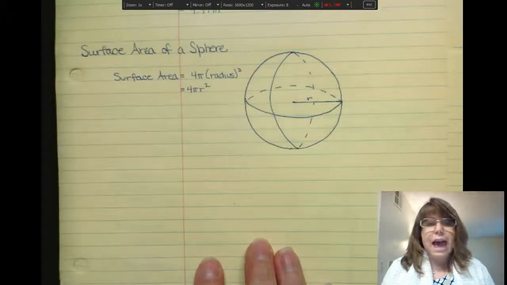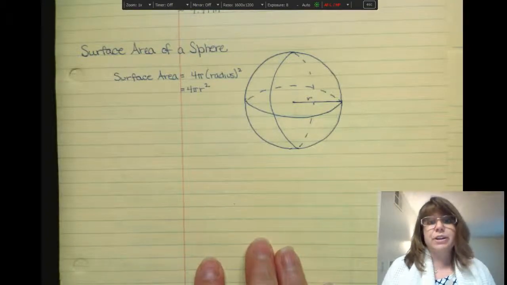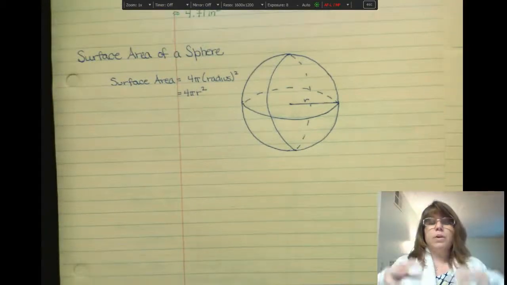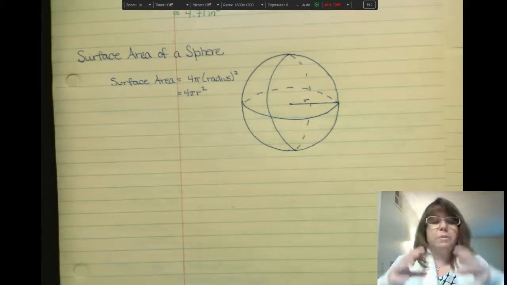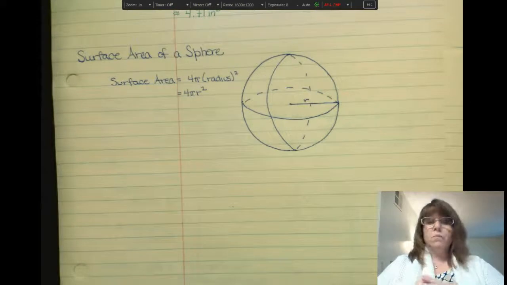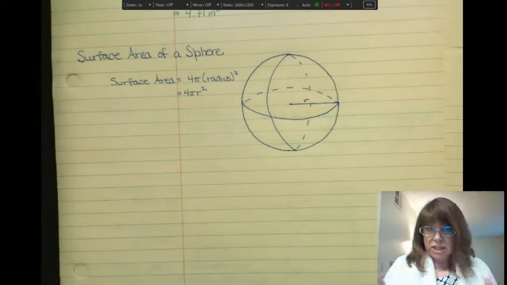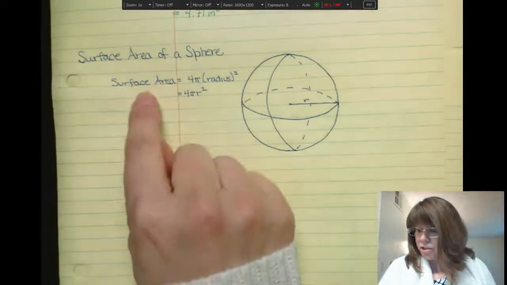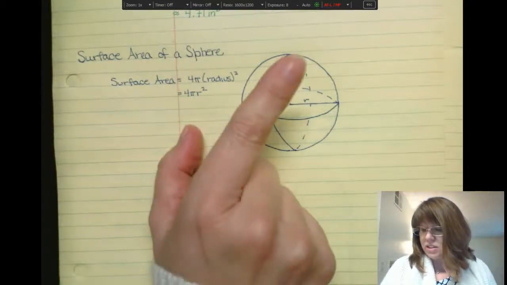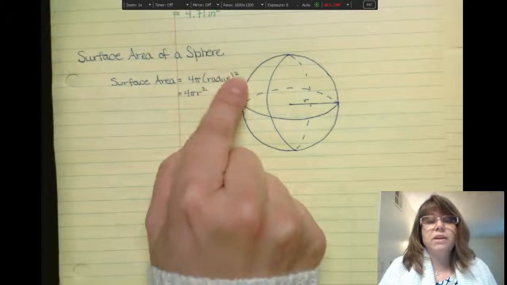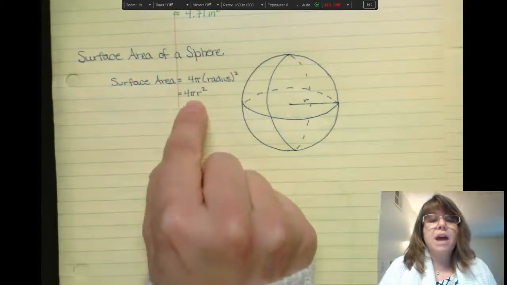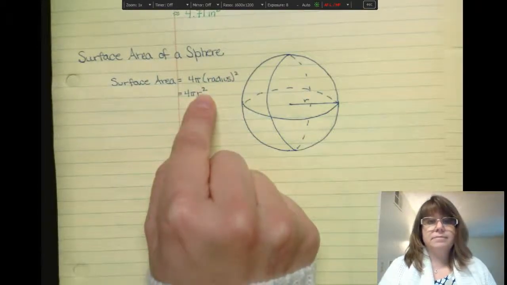Let's talk about our last geometric shape, which is a sphere. Think about a ball or a globe, or even the earth is a sphere. Not a perfect sphere, but it is a sphere. We're not going to come up with the formula, I'm just going to tell you what it is. The surface area of a sphere is 4 pi times the radius squared. So 4 pi r squared.